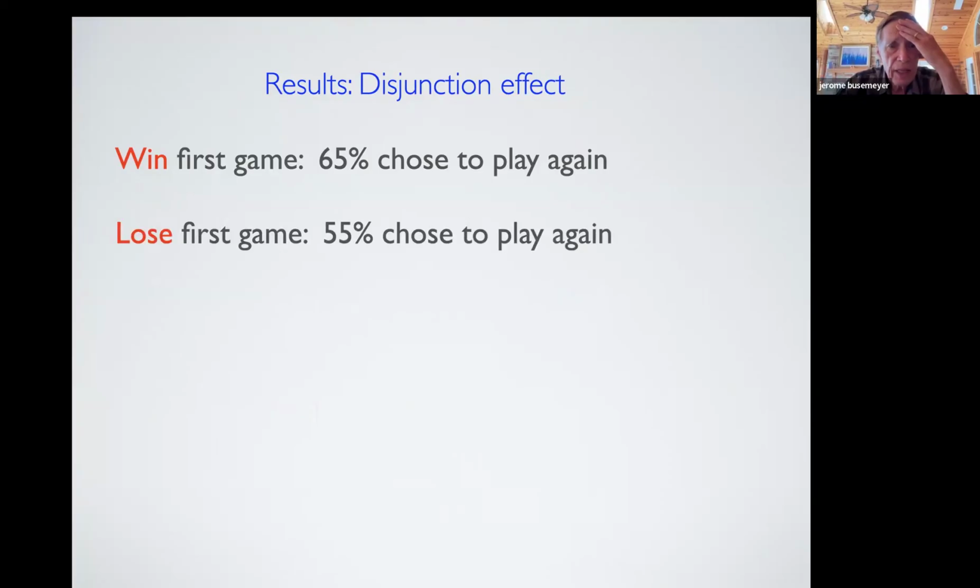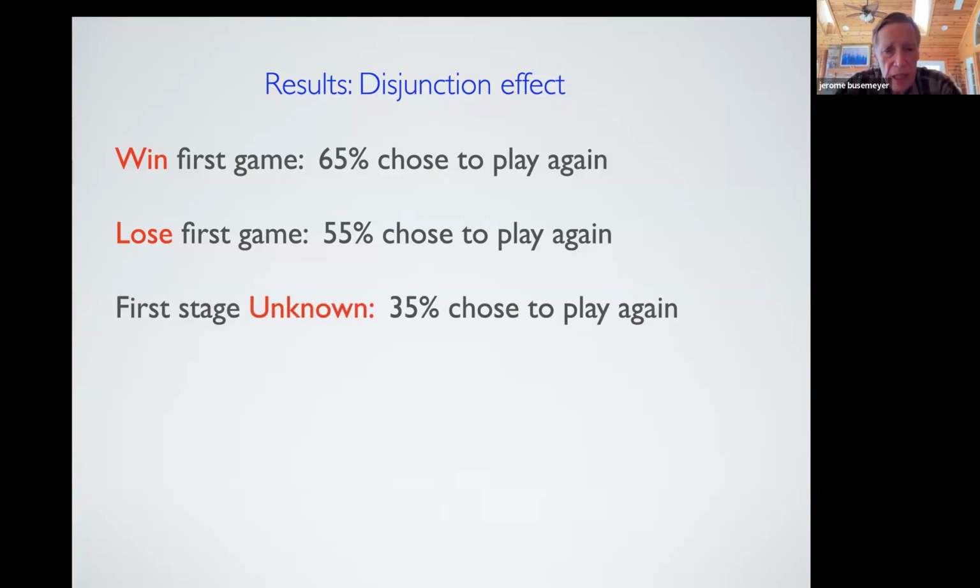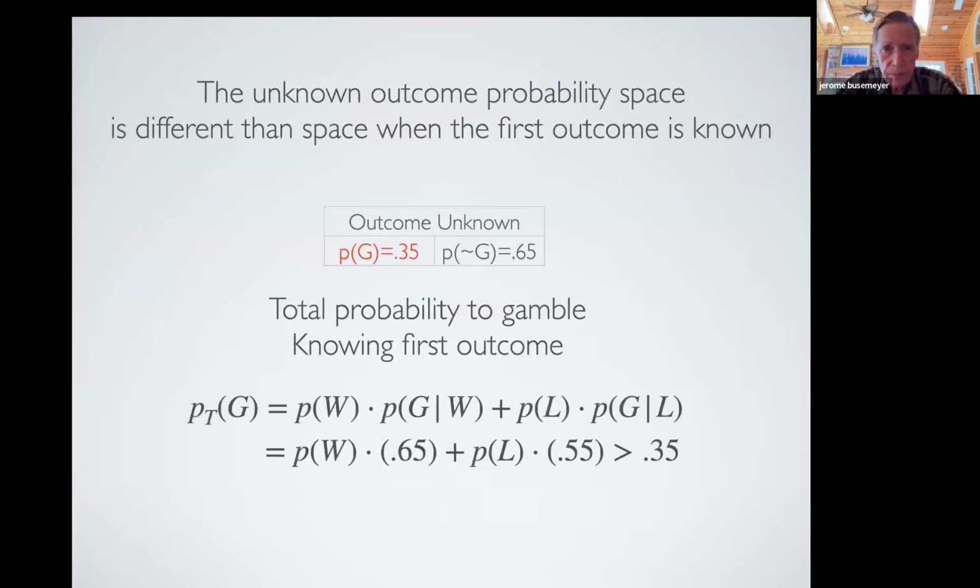And if they lost the first game, still a majority, not as large, but still a majority chose to play the gamble again. So it seems like most people wanted to play after a win, and most people wanted to play after a loss. But when the first stage was unknown, all of a sudden many people switched and didn't want to play it again. Only 35% chose to play again in the unknown condition. So the majority pattern was to play after a win, play after a loss, and not play after unknown. And so a lot of participants were violating the sure thing principle.